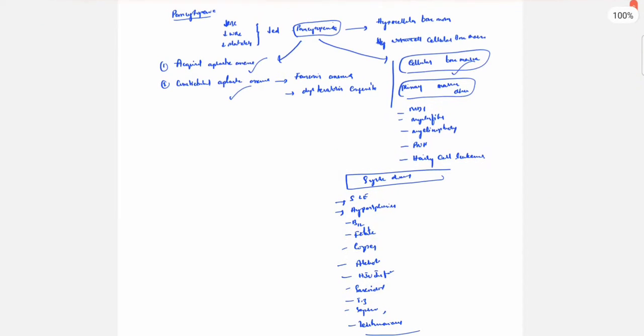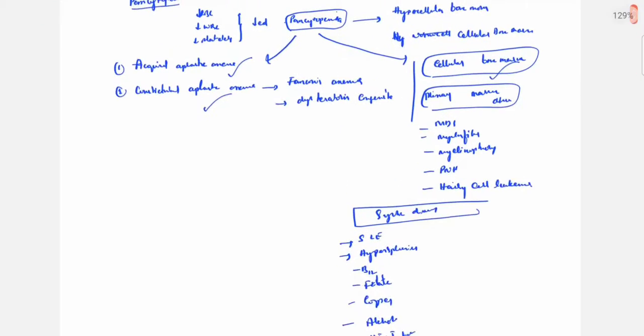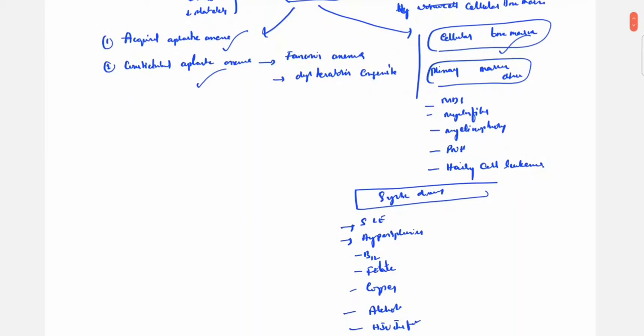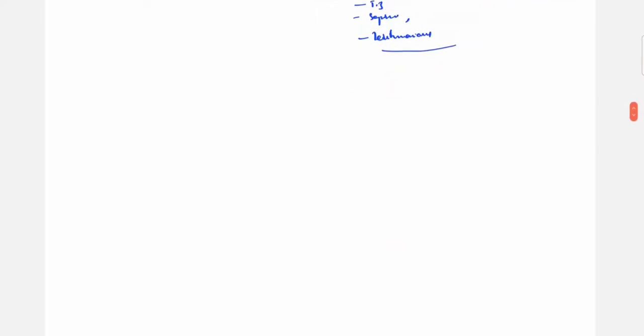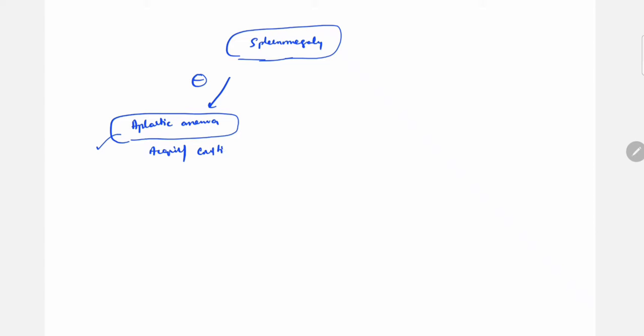So how to differentiate these? When there is pancytopenia, we go for the bone marrow and we look for splenomegaly. If splenomegaly is absent, it is definitely aplastic anemia. The aplastic anemia may be constitutional or maybe acquired. It is definitely aplastic anemia.